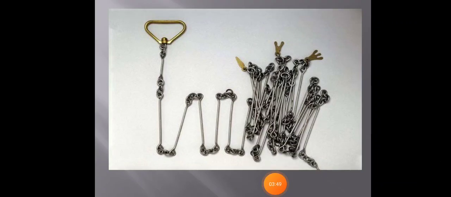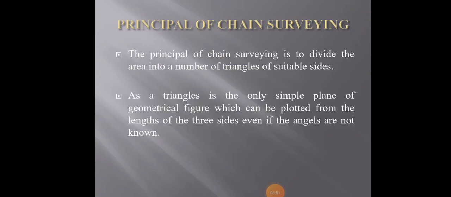Now, the principle of chain surveying. The main principle of chain surveying is to provide a framework consisting of a number of well conditioned triangles or nearly equilateral triangles.